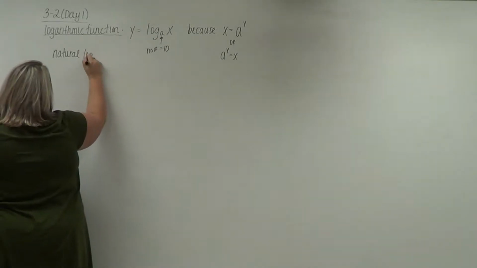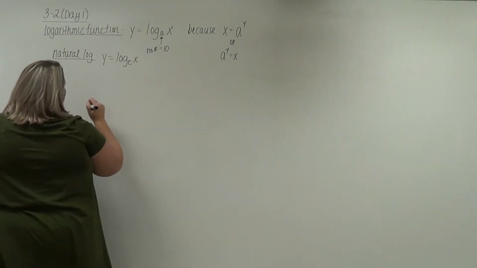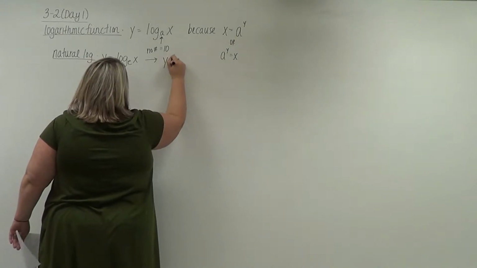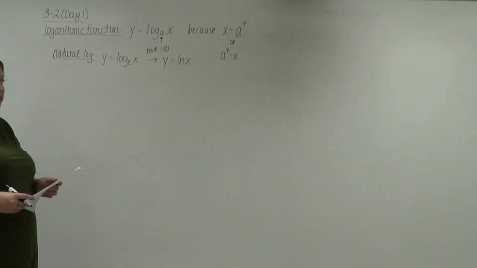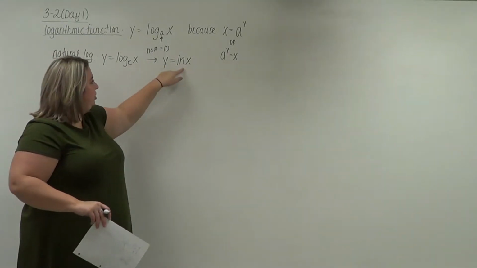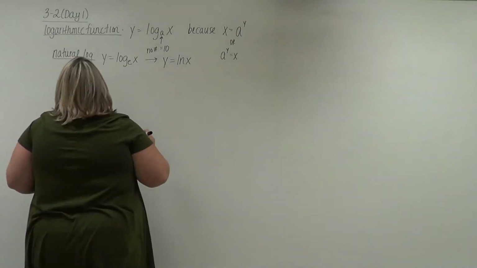Okay, since we have natural bases, we also have natural logs. So a natural log is when, instead of having log with a base e, this is when we use the natural log, which is ln of x. So instead of putting this, we substitute it in for the natural log. Okay. All right.